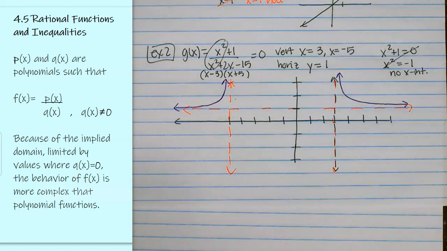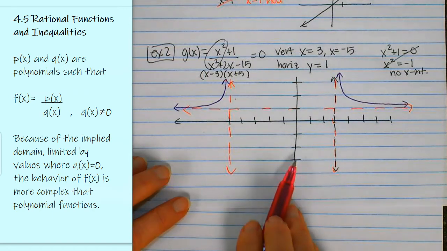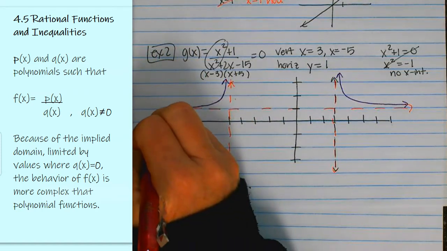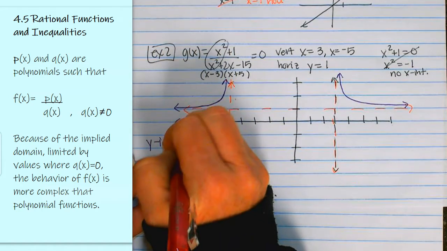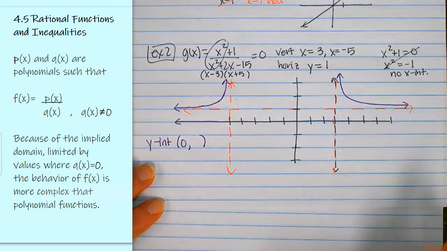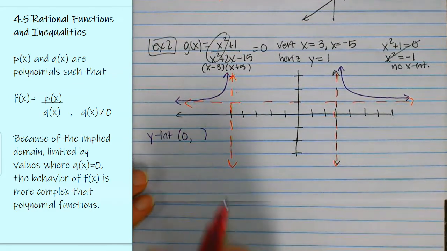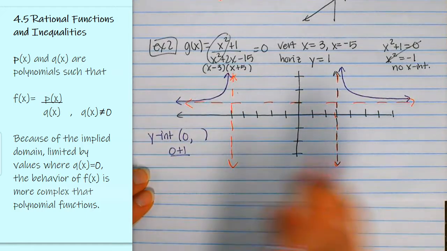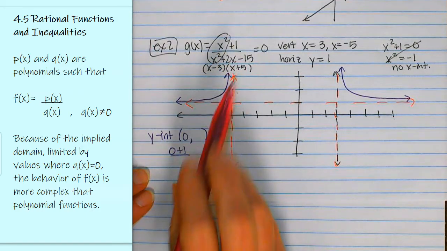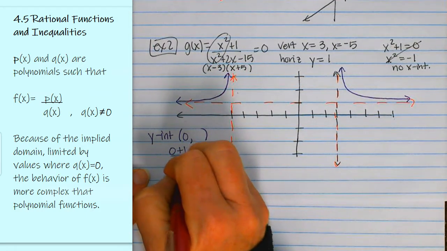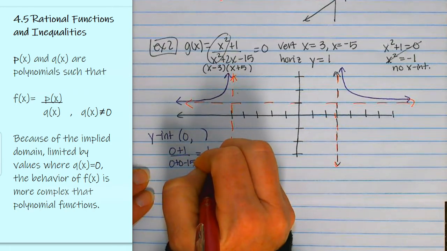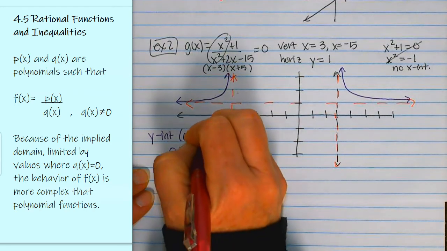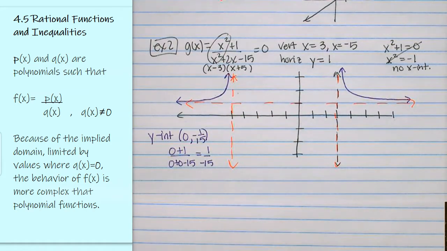Now, I can do one more thing to figure out where it's going to touch the y-axis by plugging in 0 for x. The y-intercept is always 0 for x and a value. Let's plug that in and see what happens. If I take 0 here, I have 0 plus 1 over 0 plus 0 minus 15, which equals 1 over negative 15. That's my value right there.